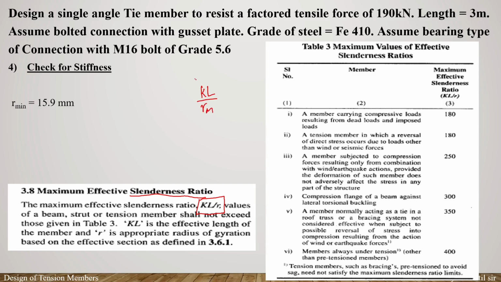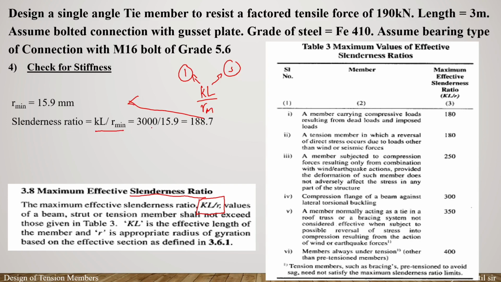ओके, K is your cost, okay, which we multiply to the length to get the effective length. टेंशन मेंबर इसलिए जो भी हम करने वाले हैं, लेंथ इज योर 3 मीटर and r minimum we can get it from the steel table. For our particular section the r minimum is 15.9 mm. So slenderness ratio will be equals to KL divided by r minimum. K जो है हमने 1 कंसीडर किया, लेंथ इज योर 3 मीटर, so 3000 divided by 15.9, that will give us the slenderness ratio for our particular section as 188.77.